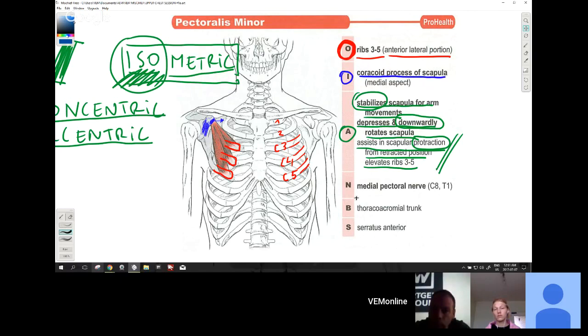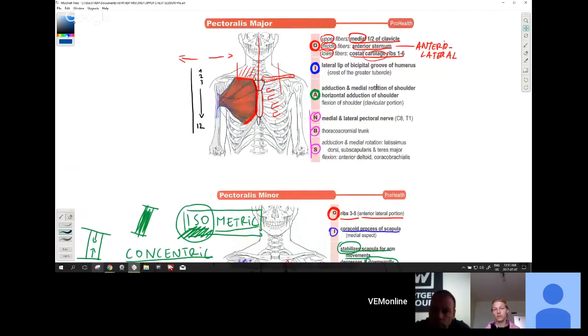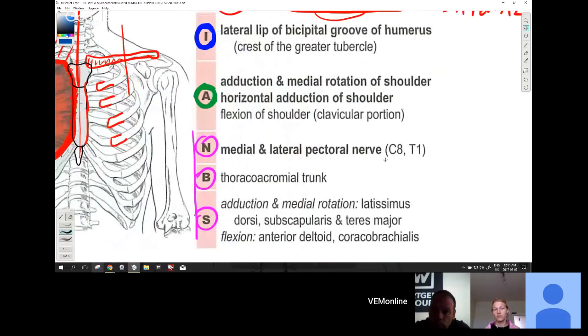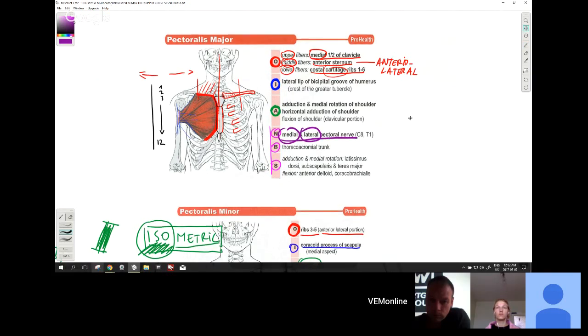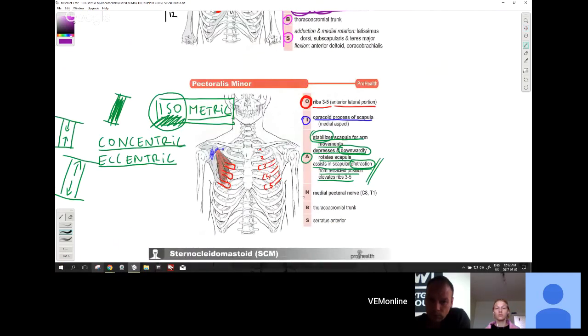Both of these muscles, pectoralis minor and pectoralis major, are innervated by the medial pectoral nerve. Pectoralis major does have a branch of the lateral pectoral nerve as well. If you're trying to memorize nerves, this would be a good way to start with pectorals, the biggest muscles in the body, right? What better way to start? Medial and lateral pectoral nerve for pectoralis major. Sorry, I didn't go blue. Oh, purple. So medial and lateral pectoral nerve for pectoralis major. Only medial nerve for pectoralis minor. Okay. Good. That's pectoralis major. That's pectoralis minor.